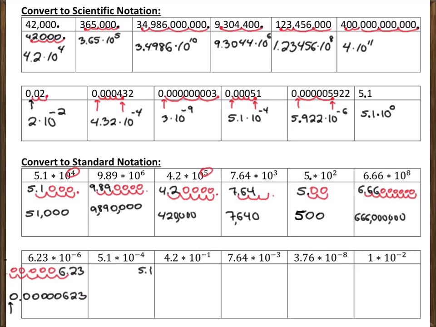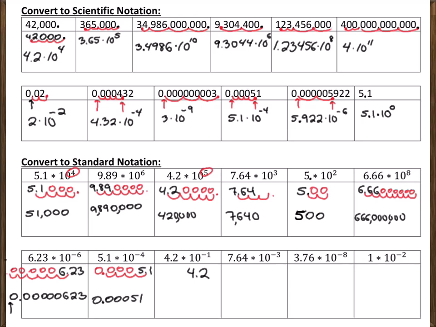Okay, so we have 5.1 times 10 to the negative 4th power. So we have to move the decimal over 1, 2, 3, 4 spaces. Again, if you'd like, you can put a leading 0 on the other side of the decimal point. I always like to do that to draw attention to the fact that there is a decimal point there and it's not just a mistake or a smudge on my paper. So you have 0.00051. All right, next one, we have 4.2 times 10 to the negative 1st power.